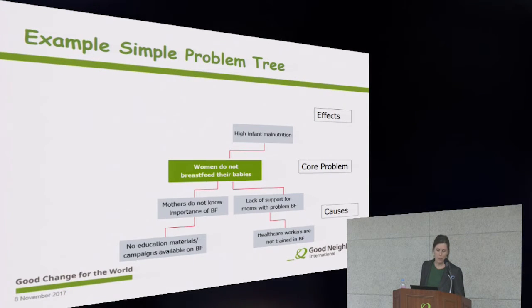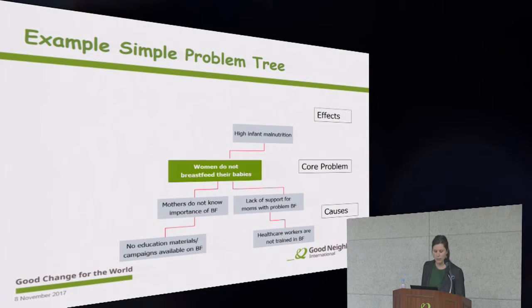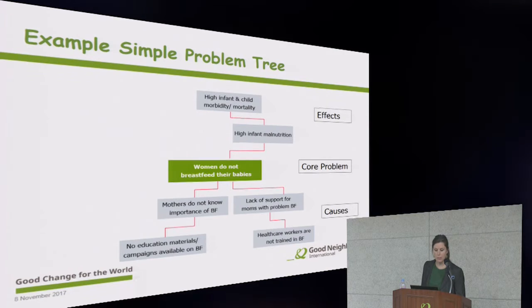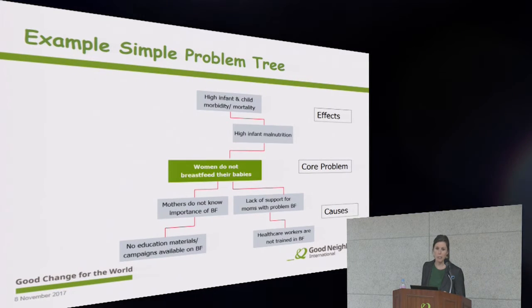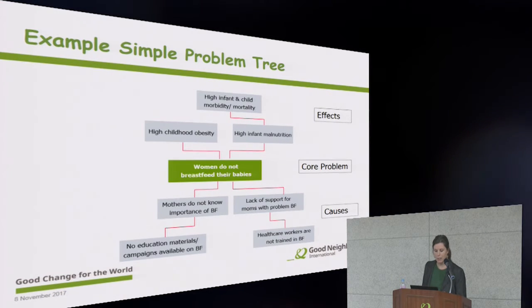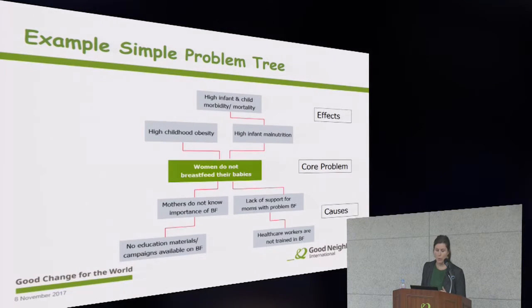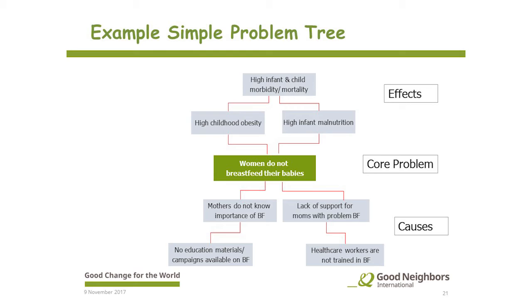Then we want to think through the effects. So if women don't breastfeed, what can happen? Well, there's high infant malnutrition. And what can that lead to? That leads to high infant and child morbidity and mortality. Another effect, if women don't breastfeed, we've learned that they're instead providing their child with formula. And so this can lead to high childhood obesity. High childhood obesity can lead also to high childhood morbidity and mortality. So this is a very simple example of how we would think through that problem.